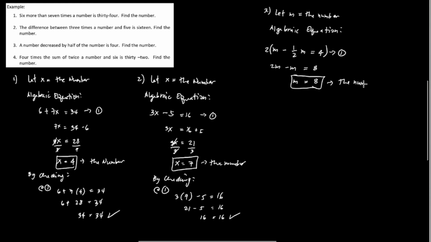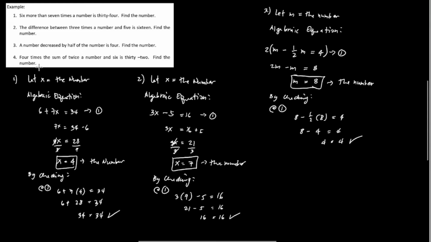The number is 8. By checking equation 1, at 8: 8 minus 1/2 of 8 is equal to 4. So 8 minus 1/2 of 8 is 4, or 4 is equal to 4, and correct. So m is equal to 8.